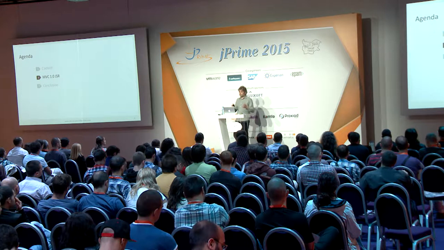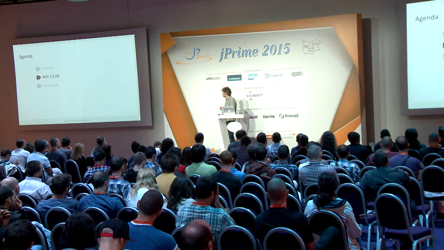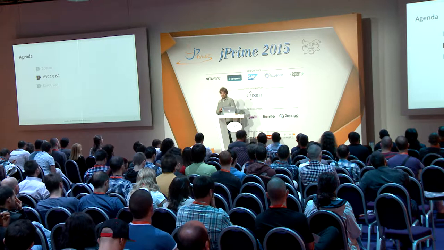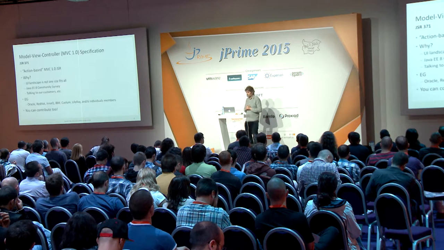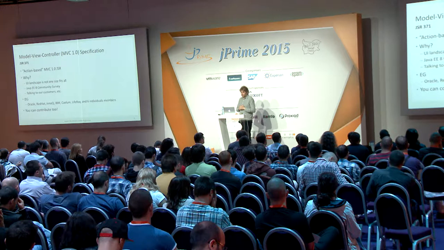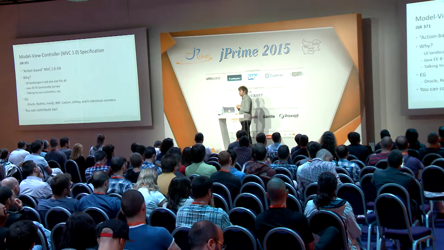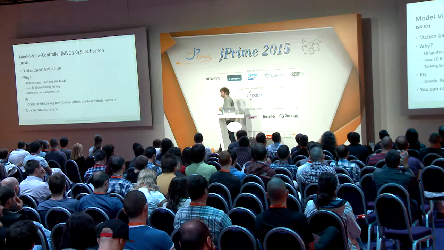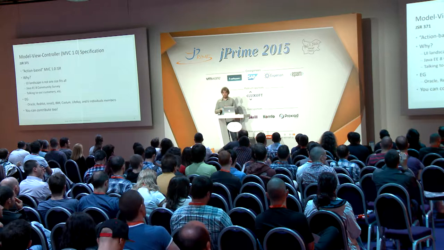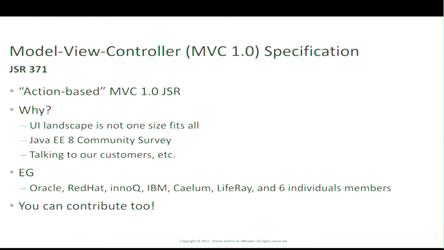So really, what I'm talking about here is that new MVC JSR. It's an action-based framework that we would like to add to the platform. So JSR 371, action-based MVC JSR for Java EE. Why? Because we want to provide choice. We have JSF, but we would like to provide a solution next to JSF. So this is not about replacing JSF. This is really about offering a different style of programming.